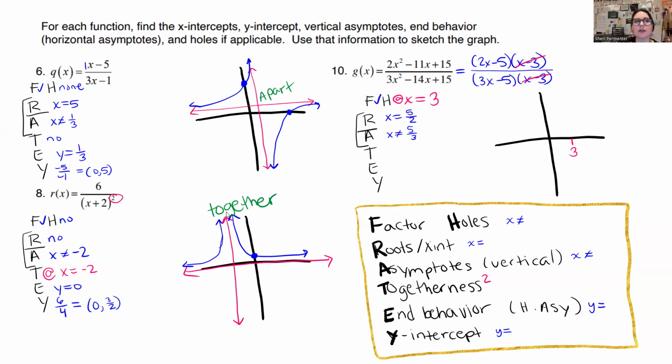Togetherness. Do I have any togetherness? Any squared factors? No, so no togetherness. End behavior: looking at the numerator and denominator, same degree, it's balanced. So we have to look at the ratio of the leading coefficients. So my end behavior or my horizontal asymptote will be y is equal to 2/3.